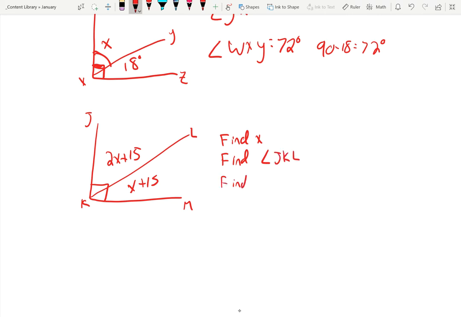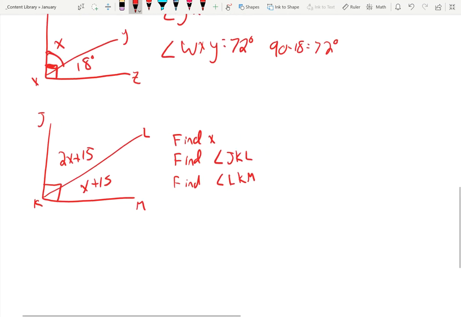We're also going to find the size of angle LKM. So that's the two wedges. Now, how are we going to figure out what these sizes are? Well, you have to remember that the two angles add up to 90 degrees.